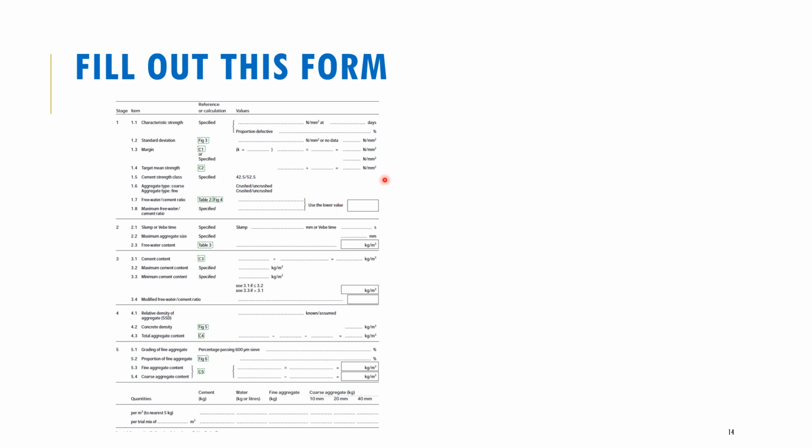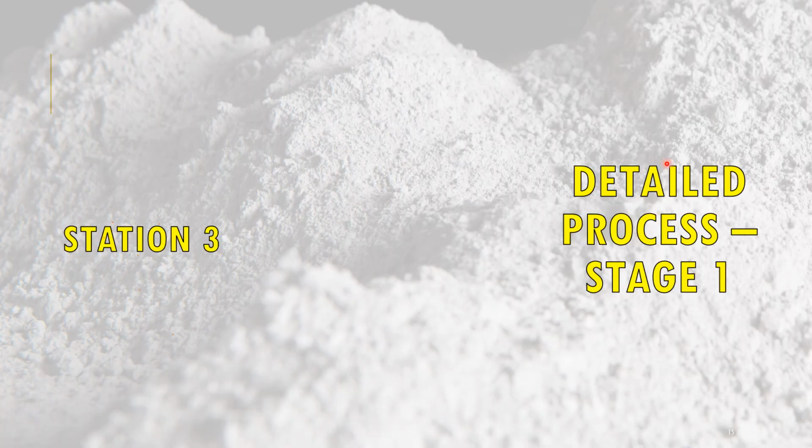So basically our design process is going to be filling out this form, and I'll show you how to do it. The whole process is split into 5 stages, as I said. So let's start off with stage number 1. This is station number 3 for this week.